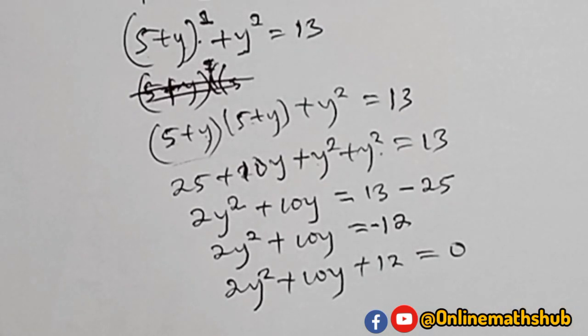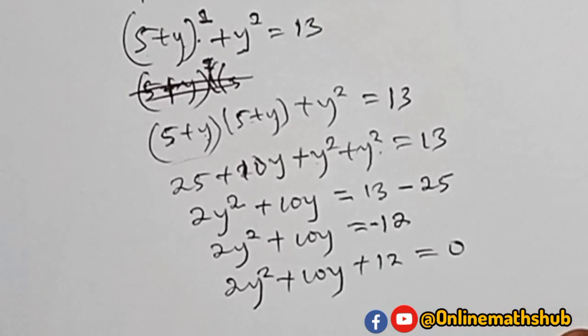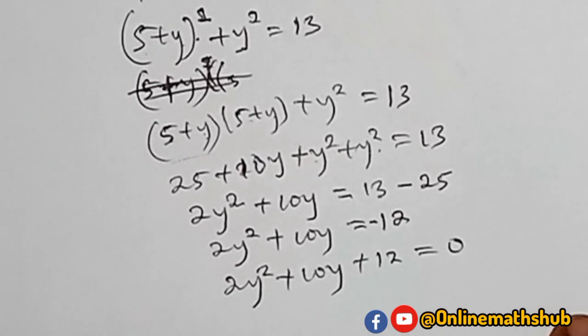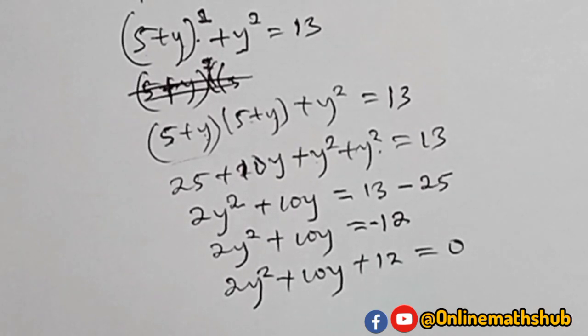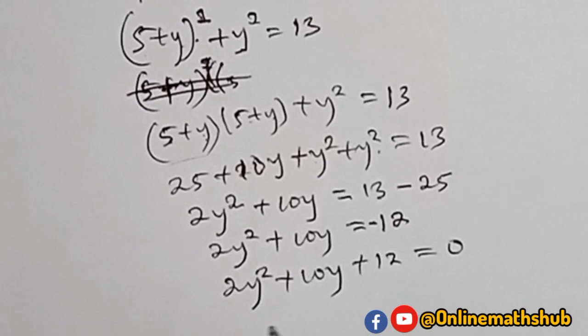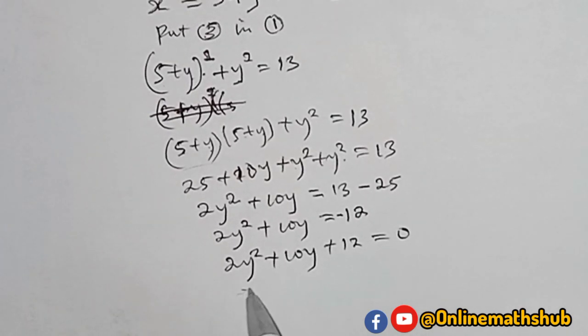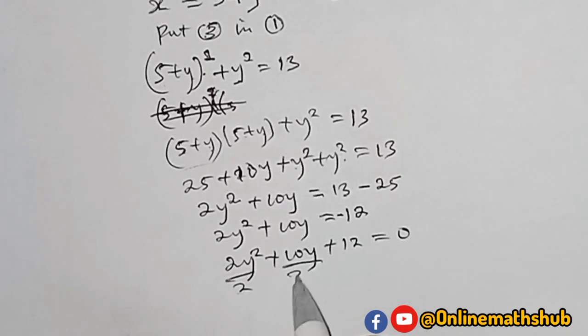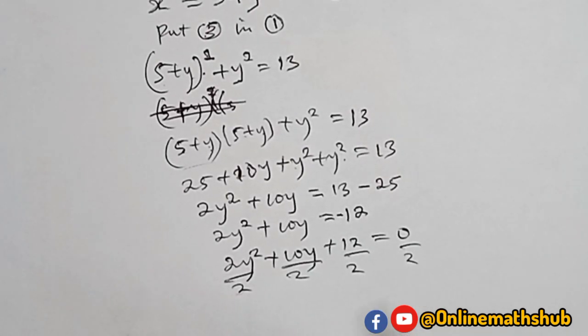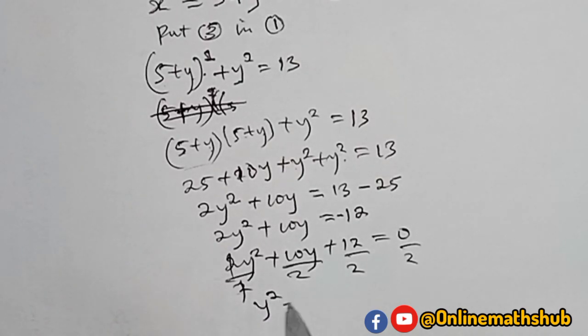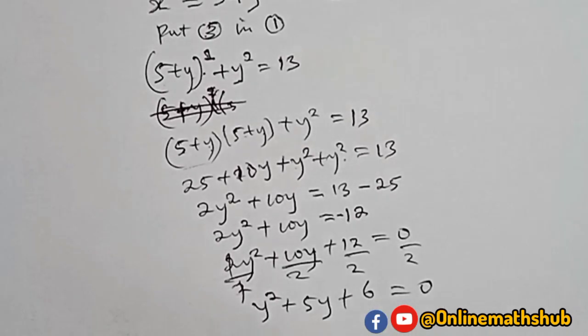So at this point, this is a quadratic equation, and you can see I can just divide through by 2 so that I will reduce the coefficients. If I divide through by 2, every term is divided by 2, and I'm going to have y squared plus 5y plus 6 is equal to 0.